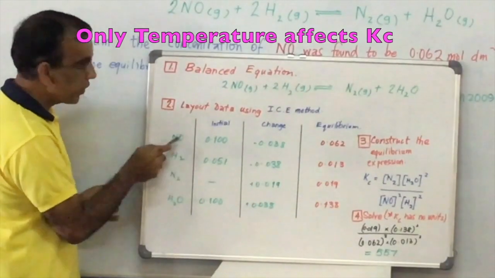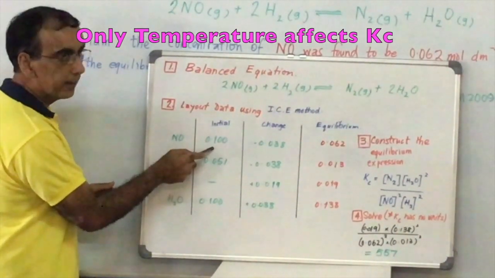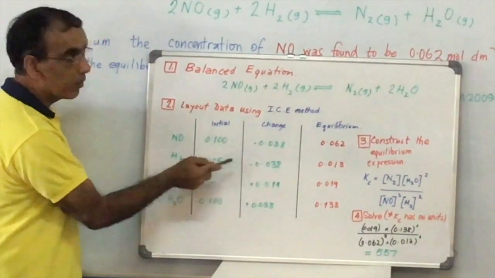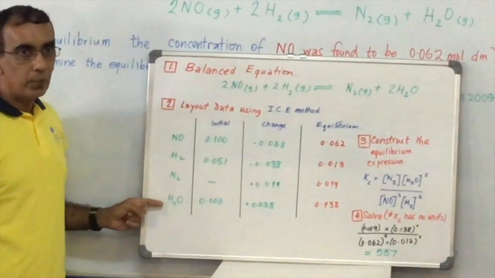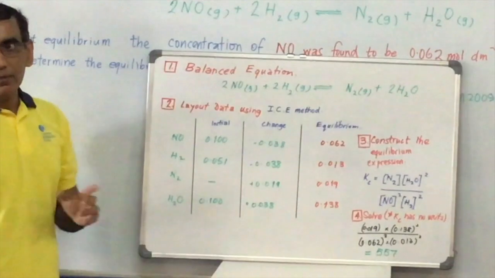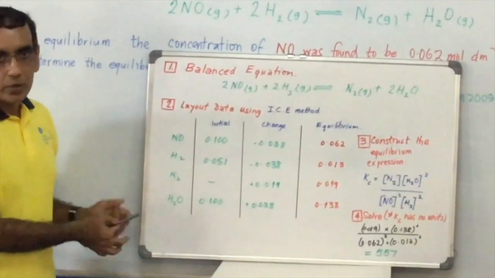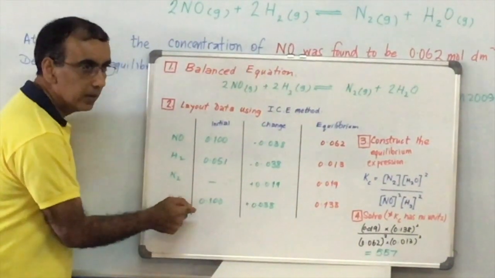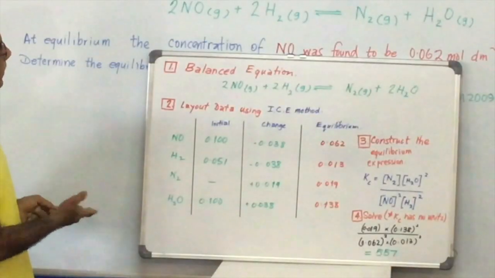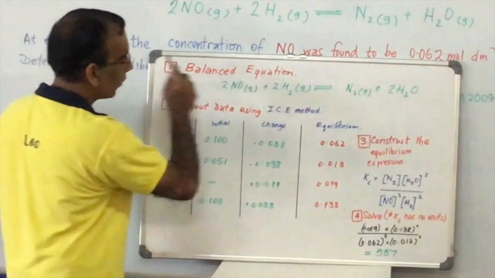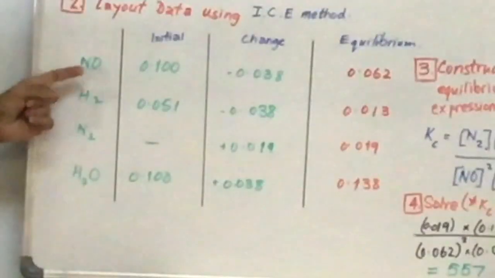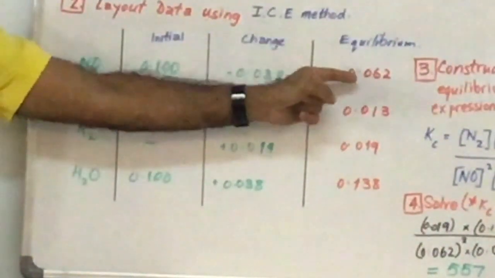So the initial concentration of NO is 0.1. The initial concentration of H2 is 0.051. The initial concentration of water also is given, 0.100. What could be confusing in this type of question too is that this has been given and it's not a reactant, it's actually a product. And the other information that's given is that at equilibrium you have 0.062 moles per dm³ of nitrogen oxide. So that goes in here.